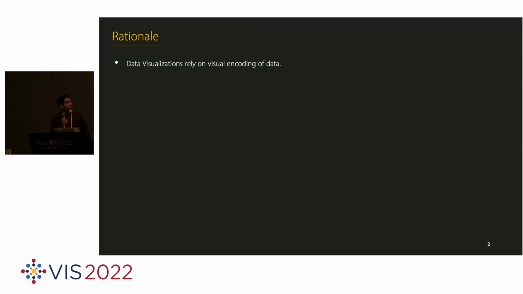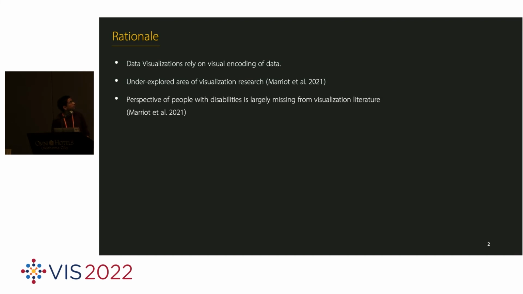So to begin with, data visualizations rely on visual encoding of data, and consequently, they pose accessibility barriers for folks who don't use vision as their primary means to consume information. Secondly, the issue of accessibility in data visualizations is an underexplored topic in visualization research, with only a handful of papers published in the past. And lastly, the perspective of individuals with disabilities was identified as largely missing from the visualization literature in a recent research article.